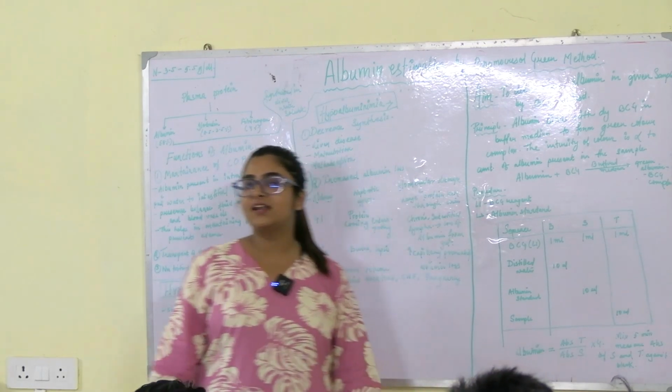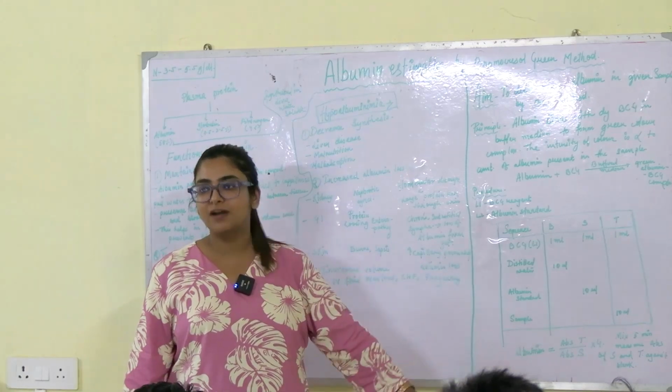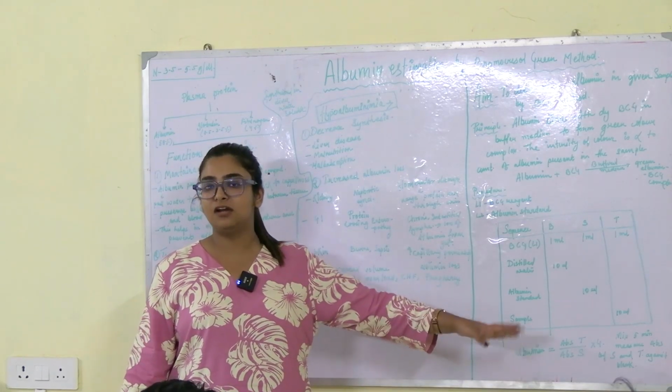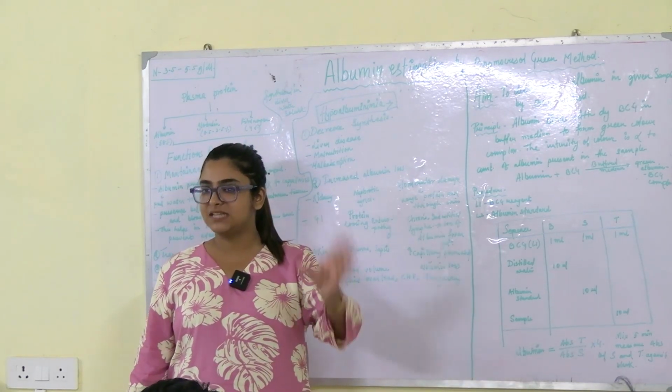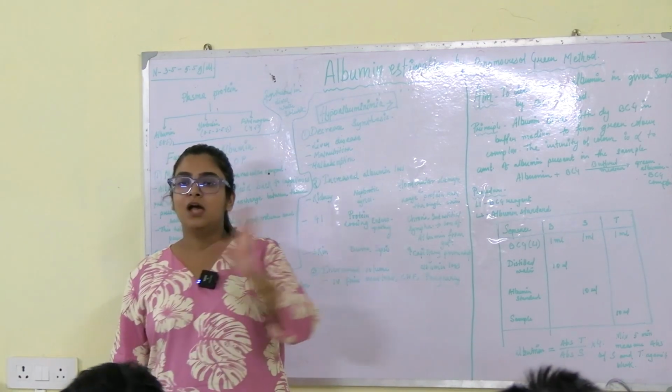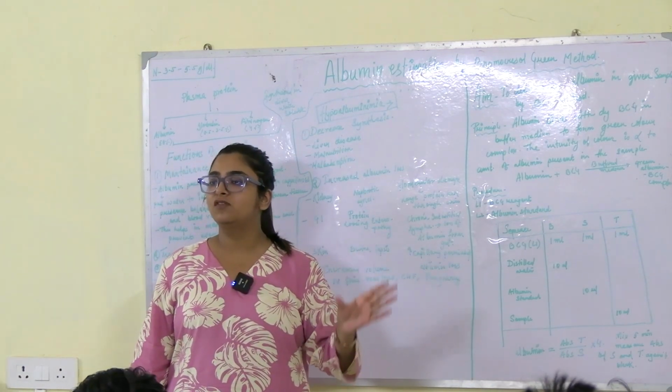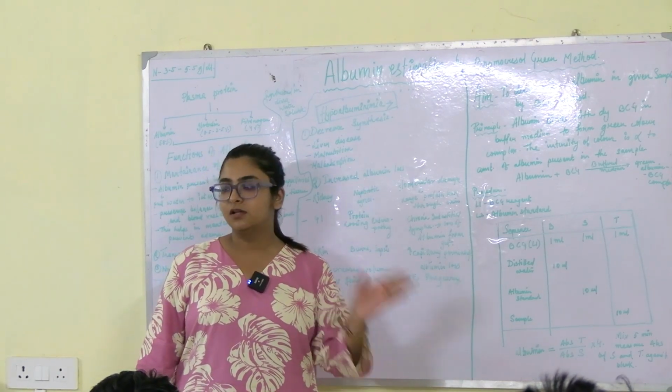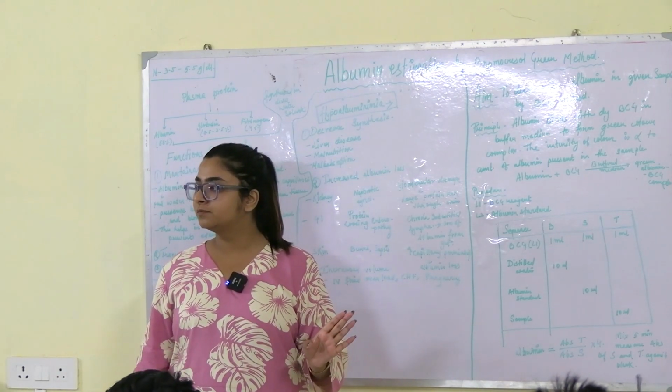Now you all know, while writing, you will write for the blank also. But while performing, you will only perform for the standard and the test. You directly perform the standard OD and the test OD. You divide these two, multiply by 4, and you get the value of the serum albumin of the given sample by the BCG method. Clear? Clear all of you?